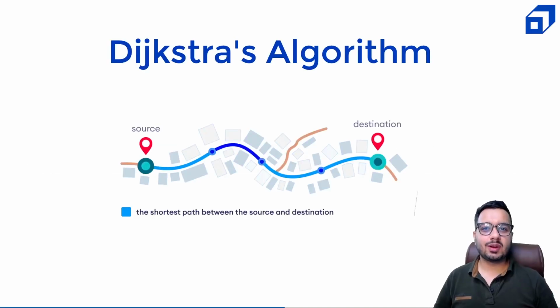Hello everyone. Today we are going to talk about the most talked about algorithm in graph theory, that is Dijkstra's algorithm, and it is the algorithm that is responsible for finding shortest paths from the source to a given destination.